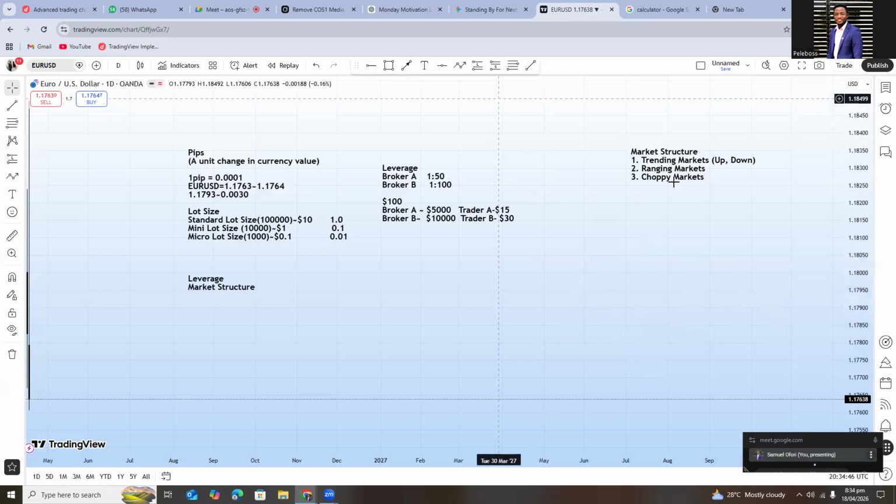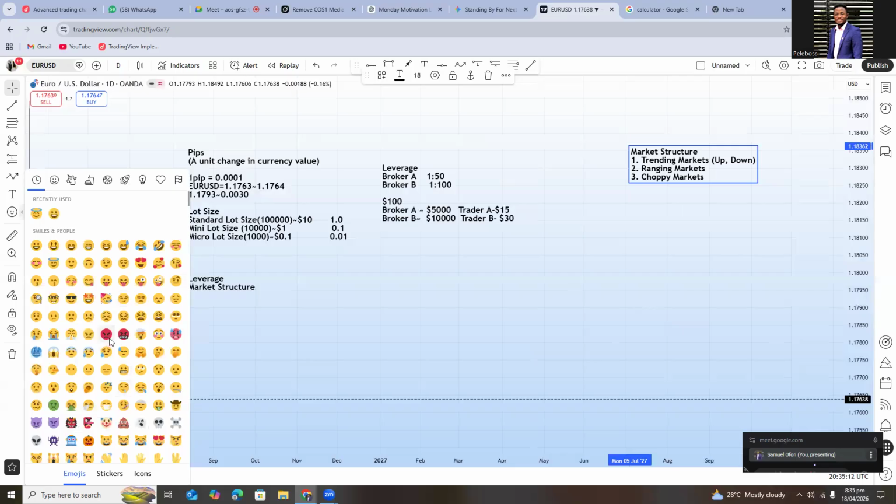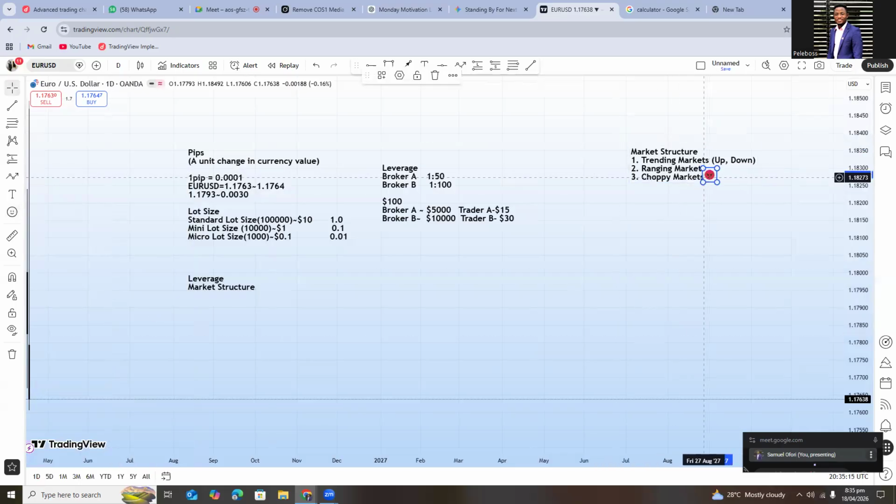Right. And then the third one is choppy. Now for the choppy markets, it is when the market hasn't taken any form. So it is not trending upwards. It is not trending downwards. It is not ranging. So you can't really tell what is happening in the market. It is scattered. That is what we call a choppy market. And as a trader, you would want to avoid this market at all costs. You don't want to trade this market at all. So avoid this market, the choppy market, avoid it.